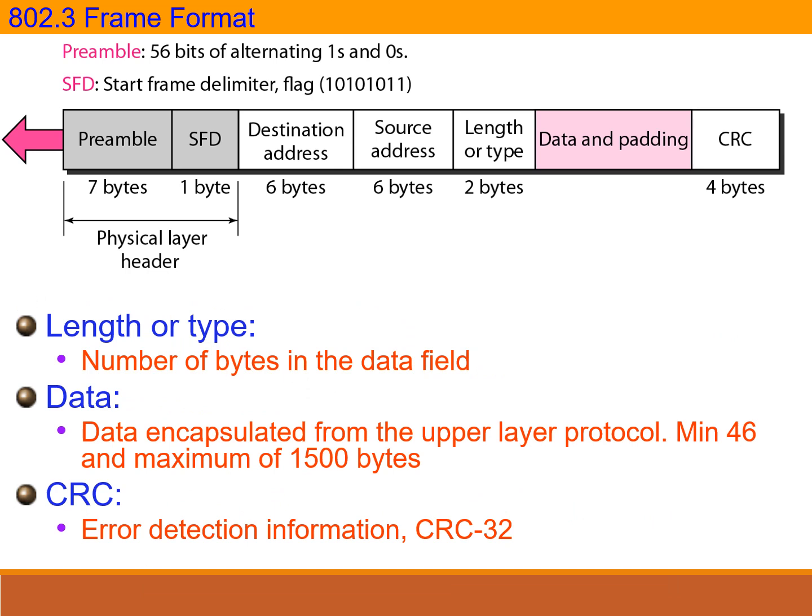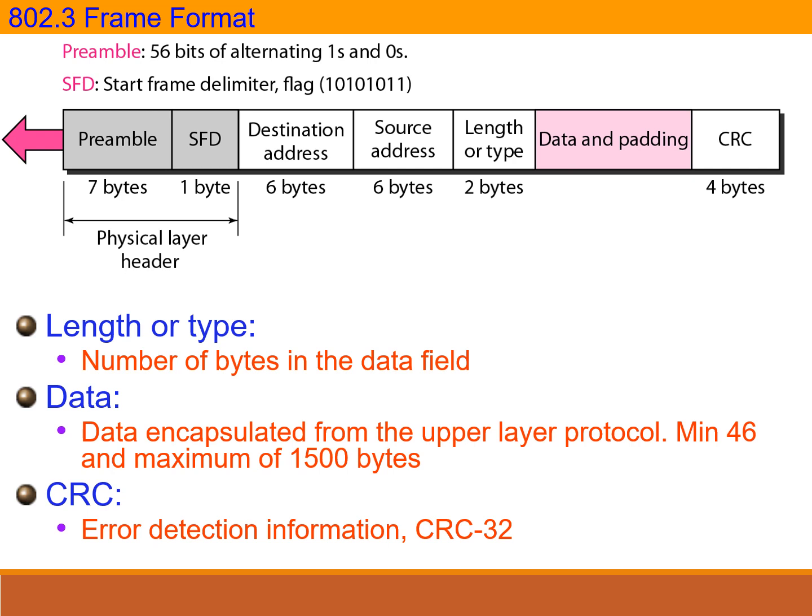It will be the length of the LLC data field in octets, or the Ethernet Type field, depending on whether the frame conforms to the IEEE 802.3 standard or the earlier Ethernet specification. In either case, the maximum frame size excluding preamble and SFD is 1518 bytes. And then we have the data unit supplied by LLC, a minimum of 46 bytes and a maximum of 1500 bytes.